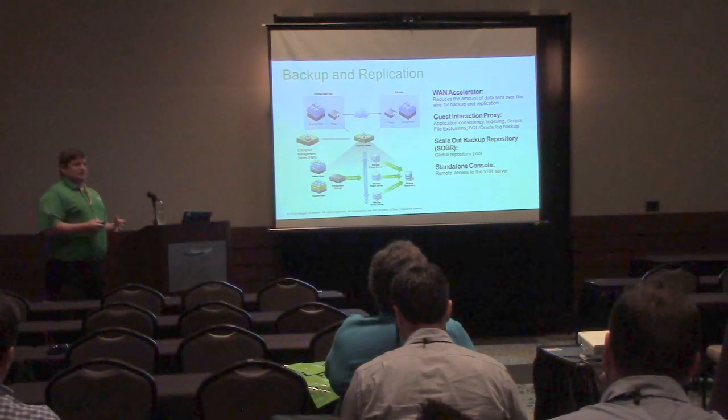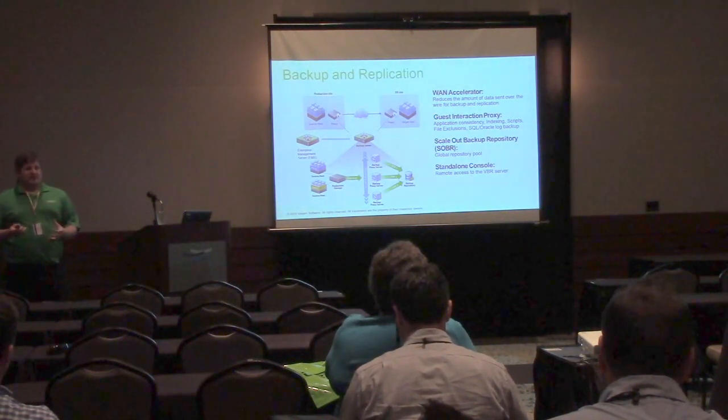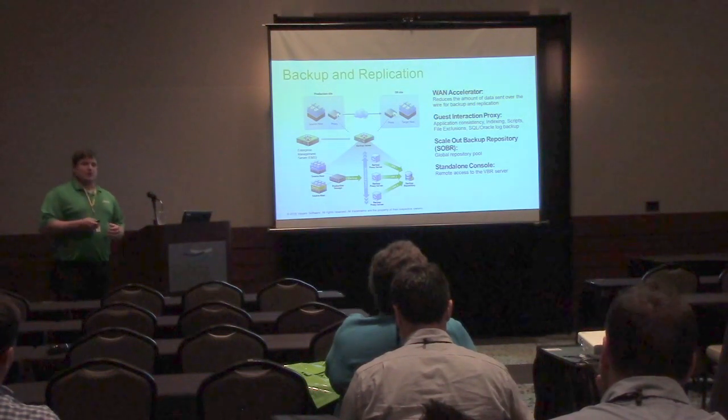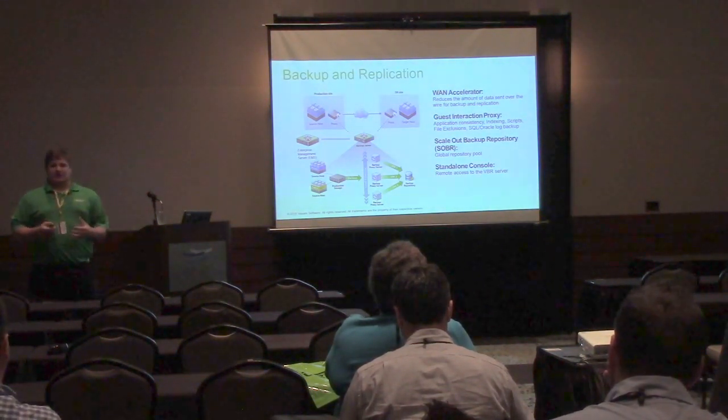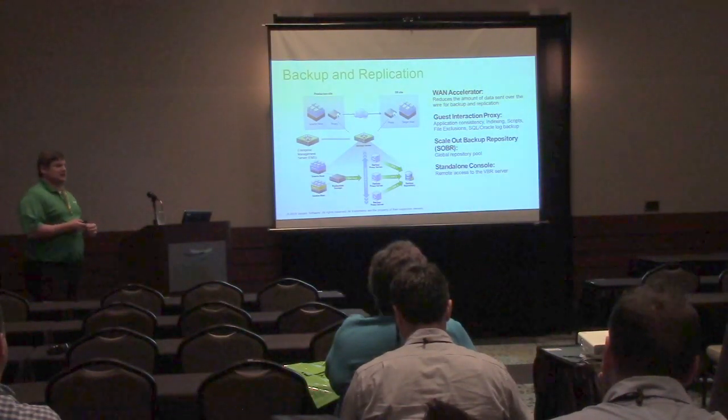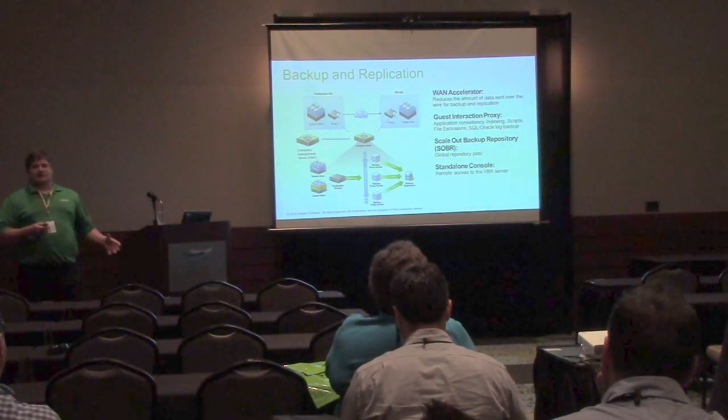We have WAN acceleration for any low bandwidth between any remote offices that may be out there, or maybe a co-location. Really caching blocks that we send during our replication job, during the process that we call backup copy, to make sure we don't have to send every single block every single time.